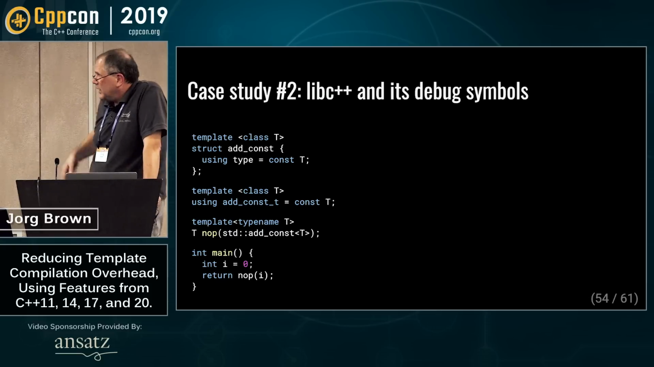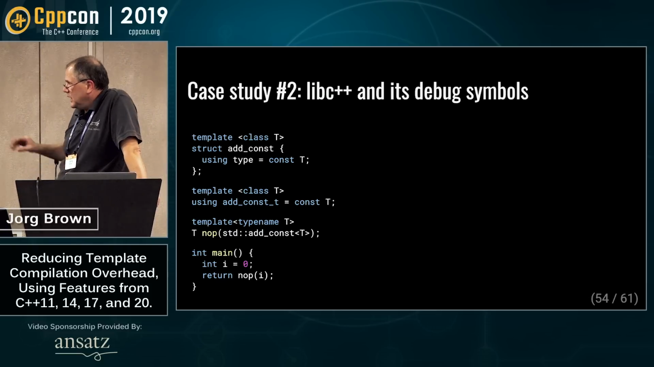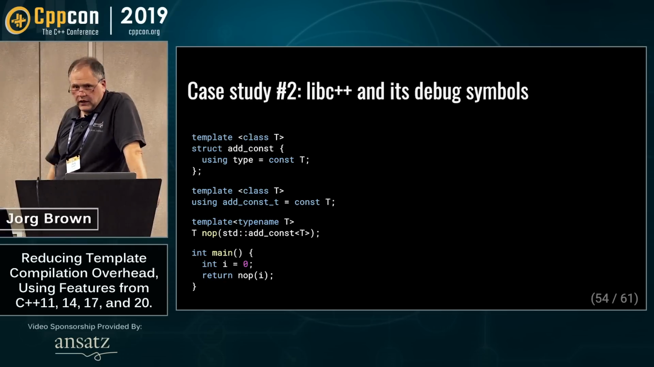So what's going on here? Well, let's take a really simple case, right? We'll have our new definition here. We'll declare a new routine called nop, which for whatever reason takes the template parameters passed in, adds const to it, and then does whatever it does. And we'll call it, in this case, we'll just call nop of i.